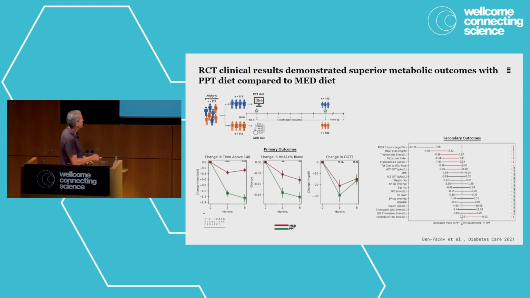And we saw major improvements in hemoglobin A1C in the algorithm-based diet as compared to the Mediterranean standard of care diet. And we saw almost double the effect on the algorithm-based diet compared to the standard of care diet. And we also saw improvements in several other metabolic parameters.